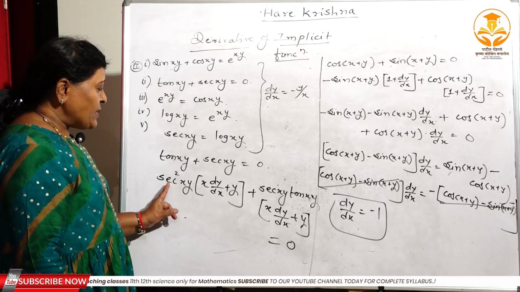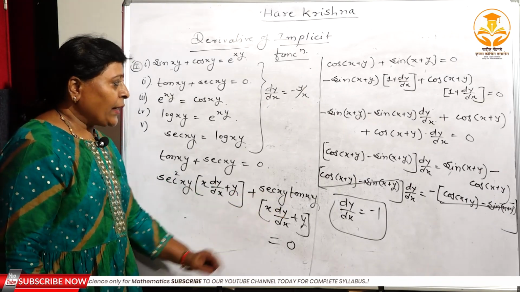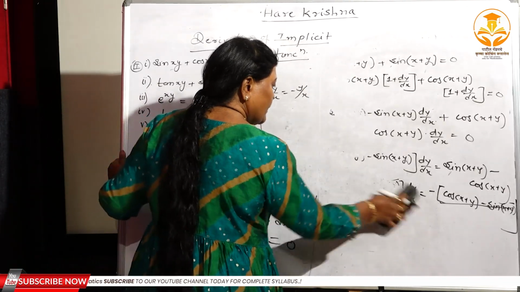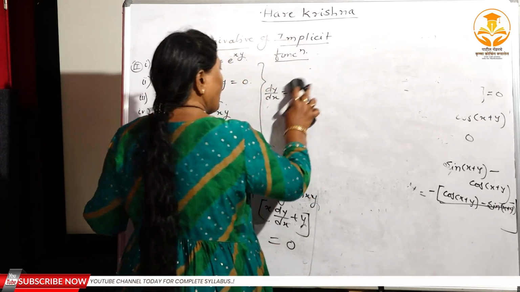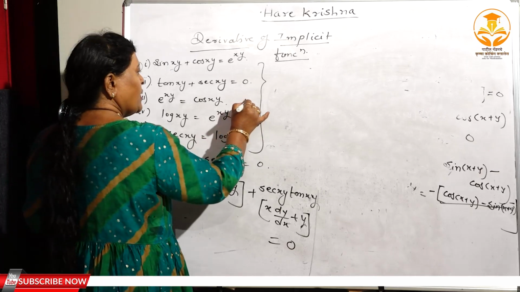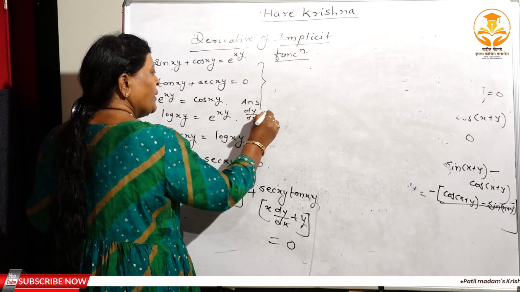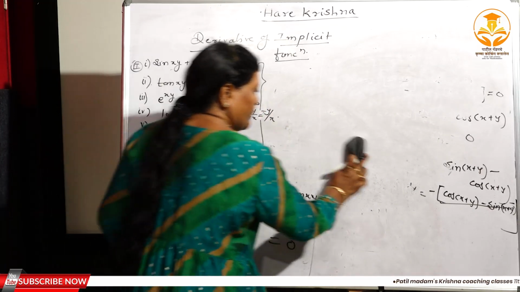You have to multiply with sec square xy to this bracket, sec xy tan xy to this bracket, and open the bracket. See, this is a little bit lengthy, but you have got the answer. That is y by x. Here the answer of this, dy by dx, is equal to minus y by x. All questions, right?